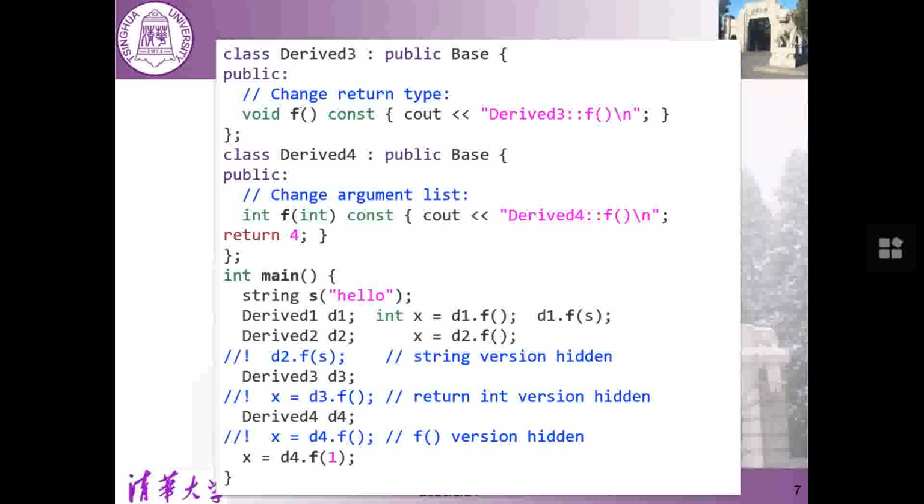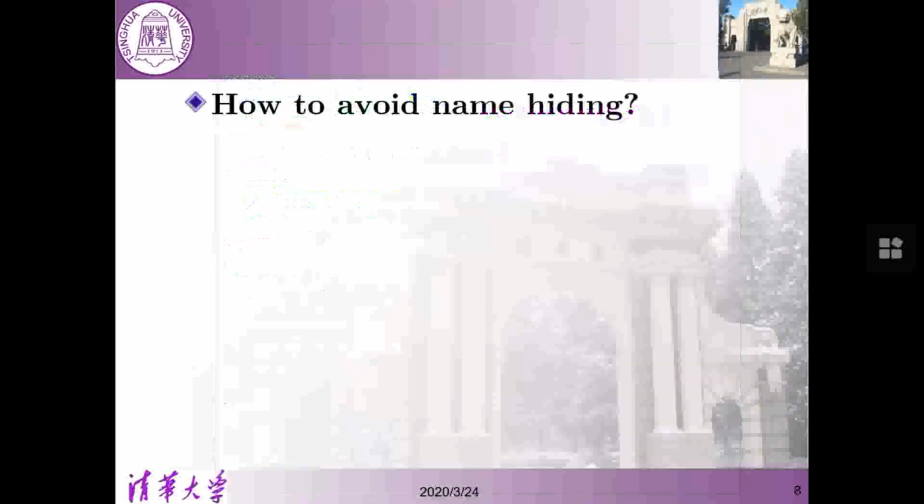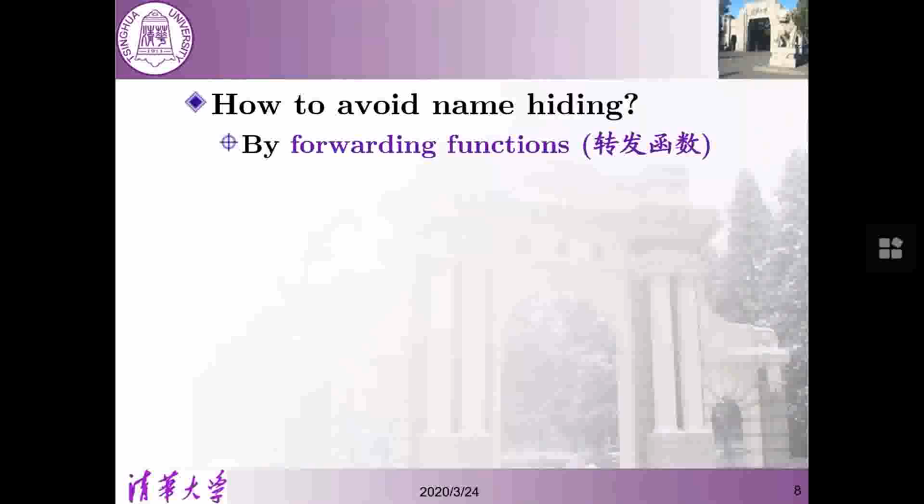Then in derived 3, we also have this. So even if we have a different return type, it also hides the base version. And we can also change the argument list. It still hides the base version. So in this case, we can call the version defined in the derived class, but we cannot call the version in the base class. It is still hidden. Okay, so this grammar I don't think is too difficult. It's left for you to play more with this, try this example, compile it and run it.